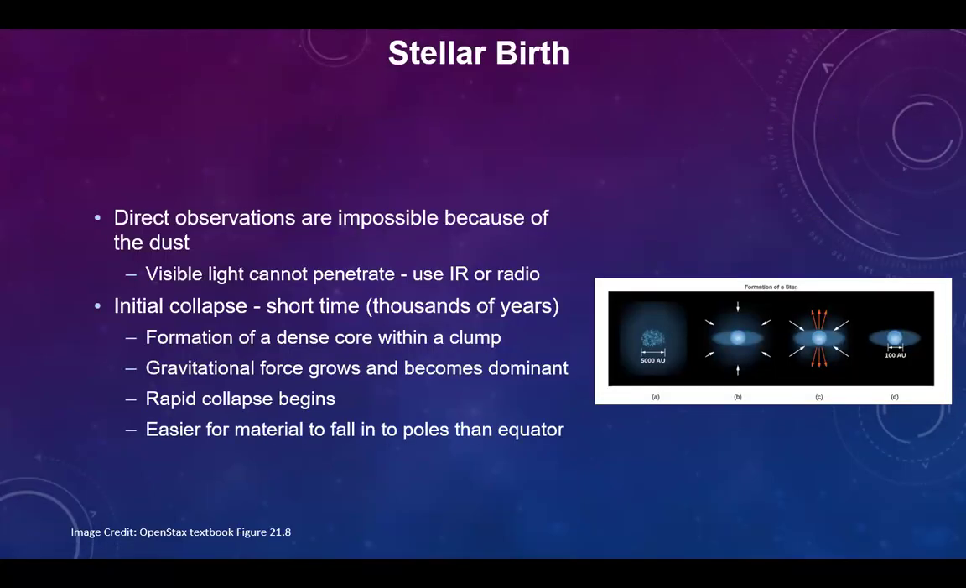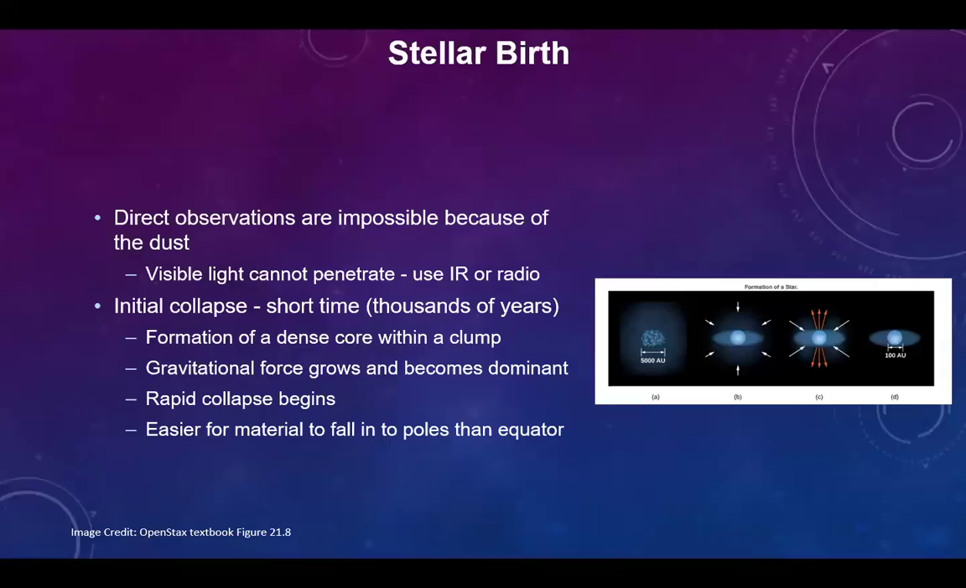So if we want to look at the process of stellar birth, well, direct observations are impossible because of all the dust. Because stars form in clouds of gas and dust, the clouds of gas and dust get in the way. So we can't look with visible light. But we can use infrared or radio waves. So this process starts with the initial collapse. This is a short time, in thousands of years. There's the formation of a dense core within a clump of gas and dust. The gravitational force grows and becomes dominant, and a rapid collapse begins.